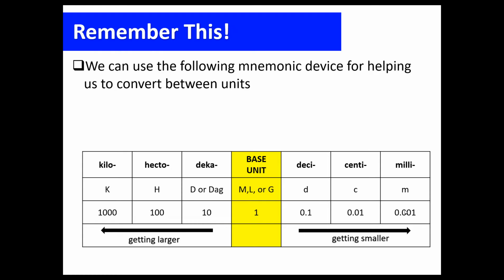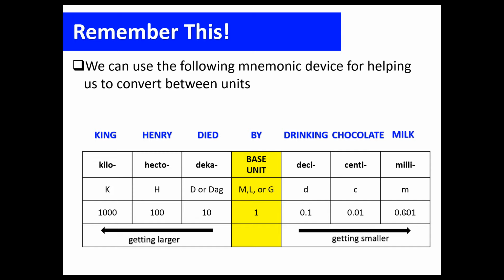All right, so if we are wanting to convert between units, there is a mnemonic device that I want you to remember. It's going to help you out a lot. King Henry died by drinking chocolate milk. And so if you can remember that sentence, King Henry died by drinking chocolate milk, that helps you know the sequence of your chart.